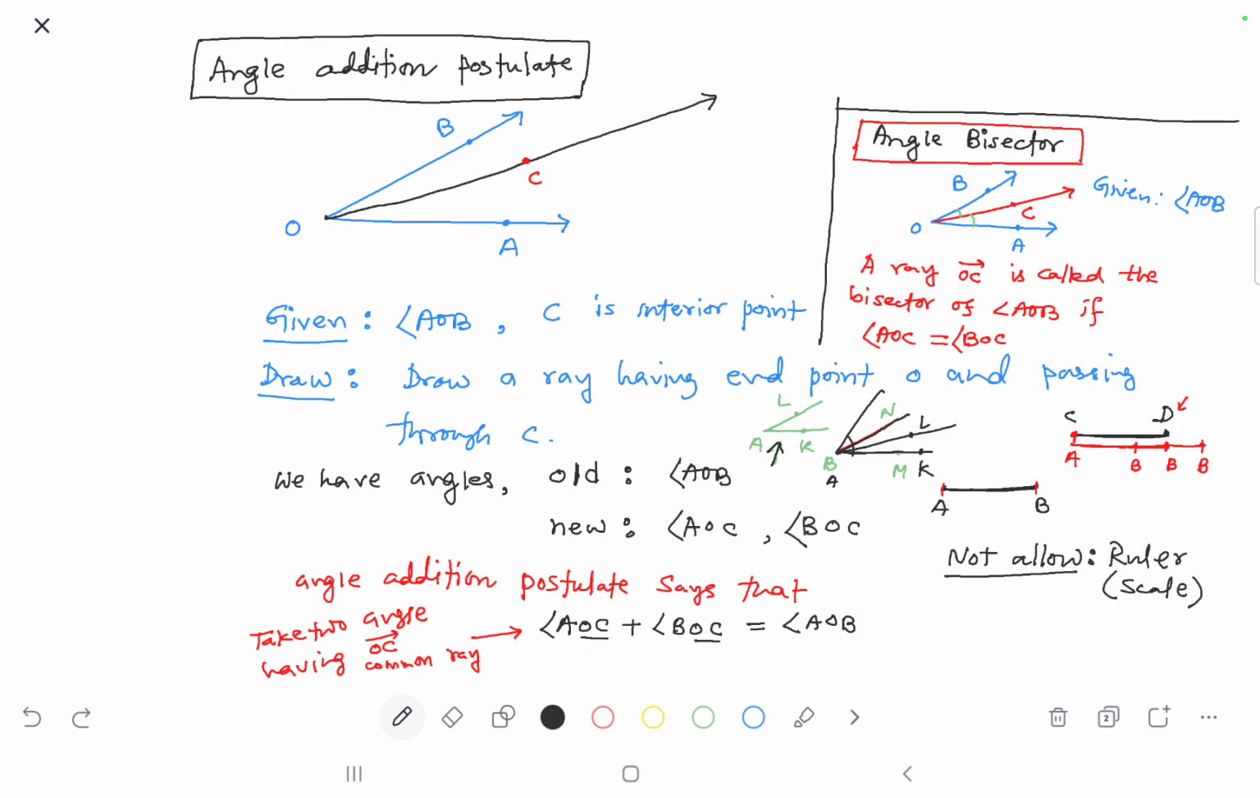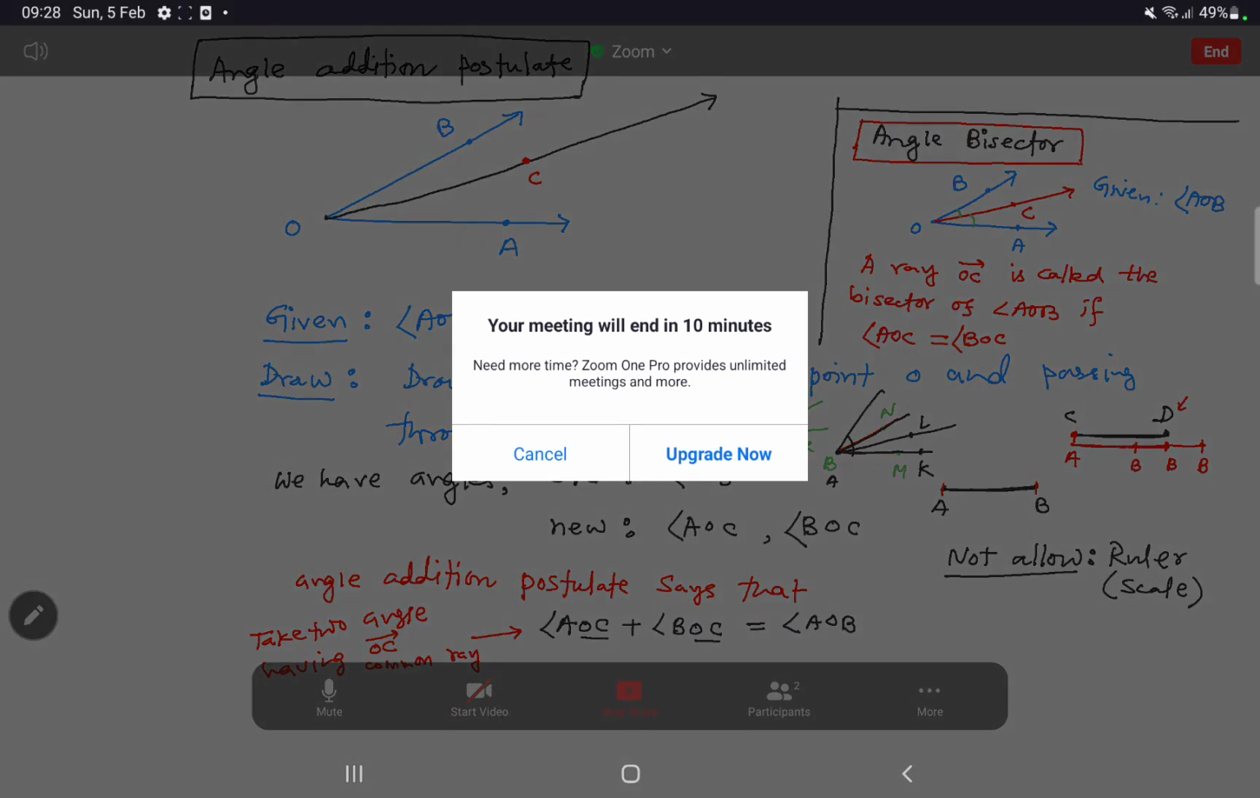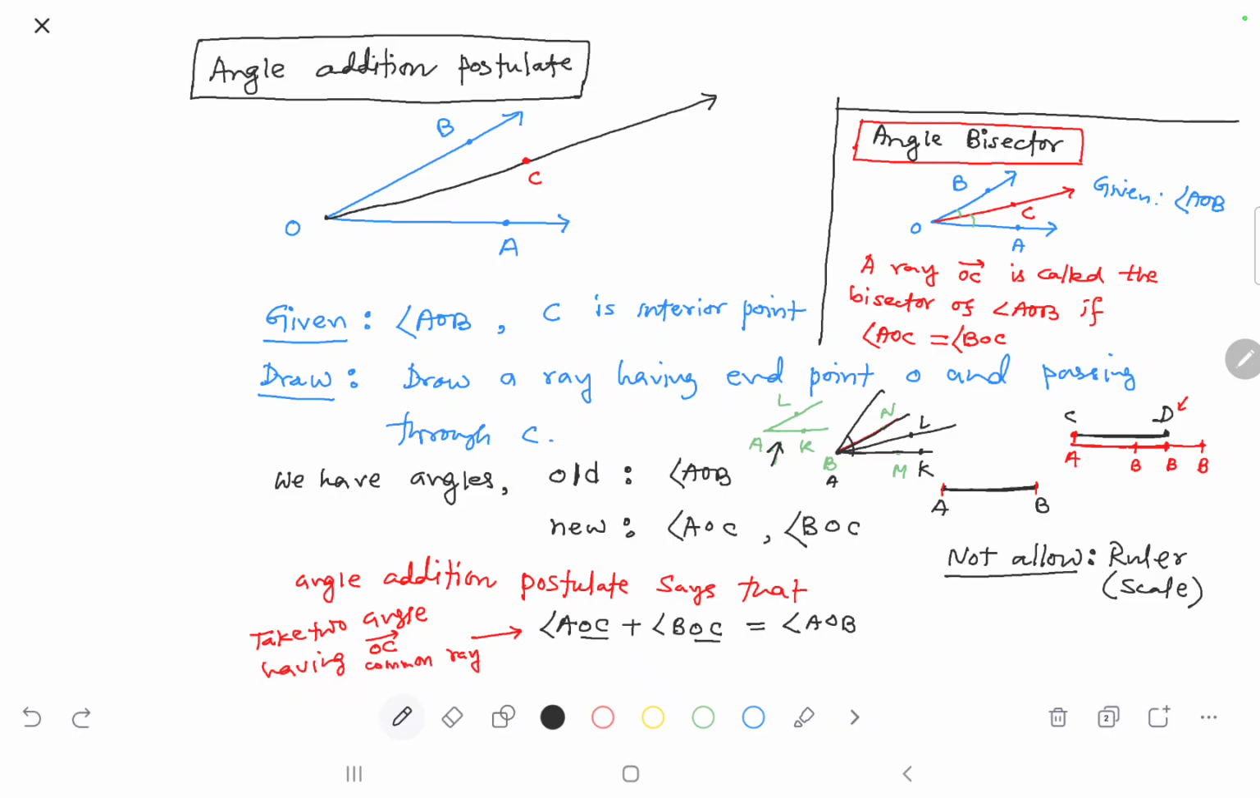But we do not do this. We use the postulate, and from there we can decide it. Okay, got it? Very good. So now let the angle bisector be this. I put the equality here: the two angles are equal. So you can ask me a question: how do we check whether two angles are equal, because there is no ruler or scale?